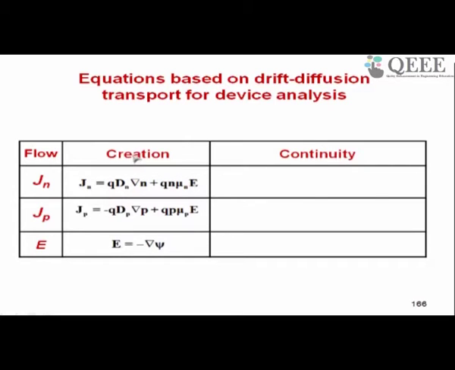So creation equations are equations which tell you the cause of the flow. For example, this equation tells you that the electron current density could be due to gradient of electrons or electric field, diffusion or drift. Similarly, the hole current density could be due to hole diffusion and drift. Similarly, here the electric field is due to gradient of potential. So it is a cause-effect relation.